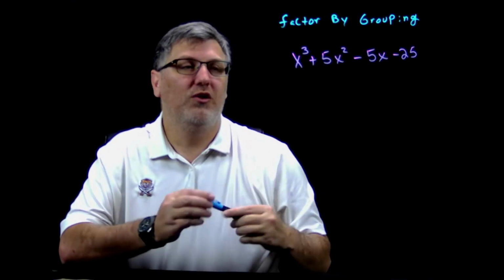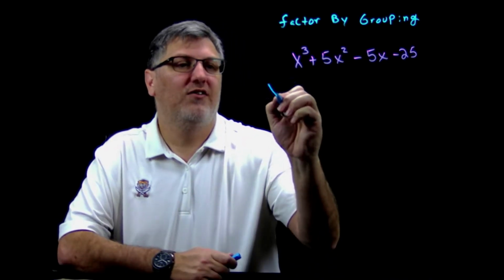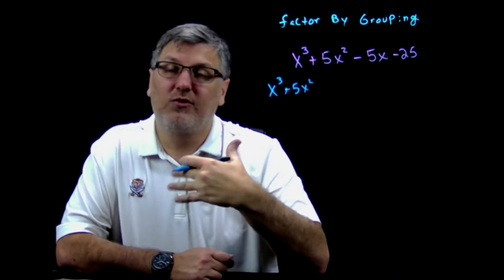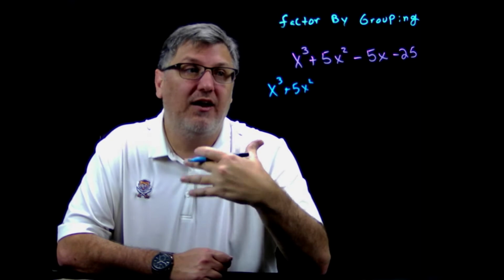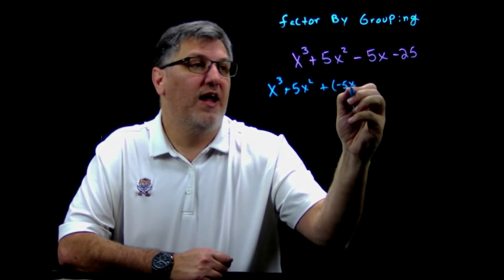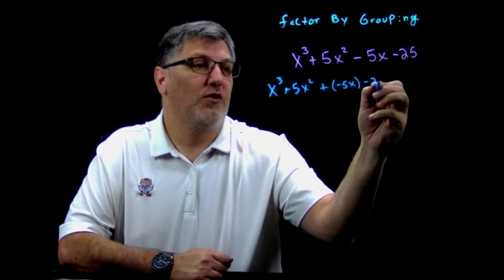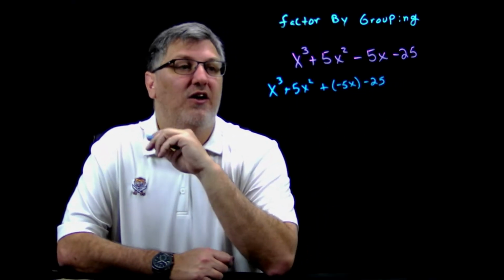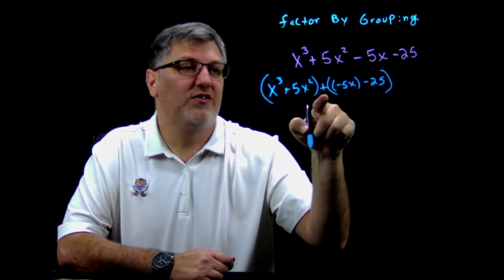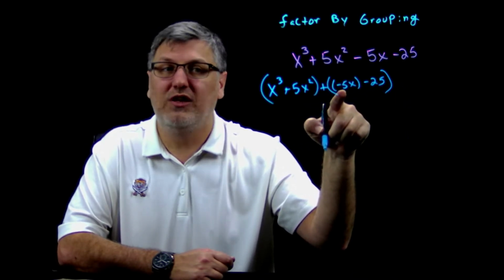So what you should really do is just rewrite this as x cubed plus 5x squared. And write subtraction as what it actually is, where you're adding a negative number. So we're going to add a negative 5x minus 25. All right, so now I can group, and I still have this plus sign in the middle. But if you notice now, this negative is on the inside.